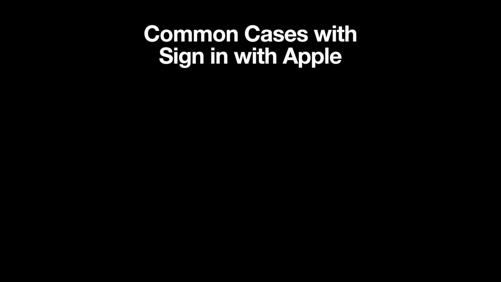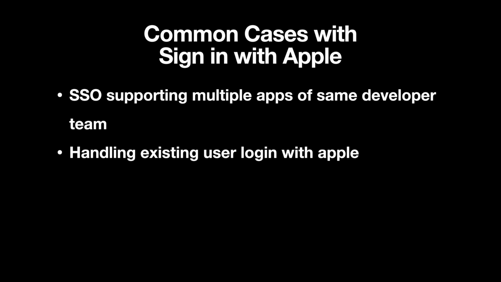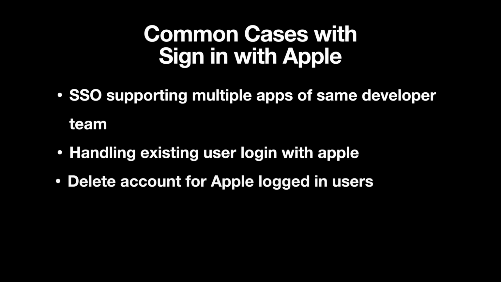We'll also see some very common cases with sign in with Apple. SSO supporting multiple apps of the same developer team. So if we have a single developer team with 3 apps and all the 3 apps point to the same user base, same user database, and one app chooses hide my email, one app chooses share my email to create an account, then how we can handle that. Handling existing user login with Apple. So if there is a user already logged in with Apple, then what's the best way to fetch the credentials? We can discuss that as well.